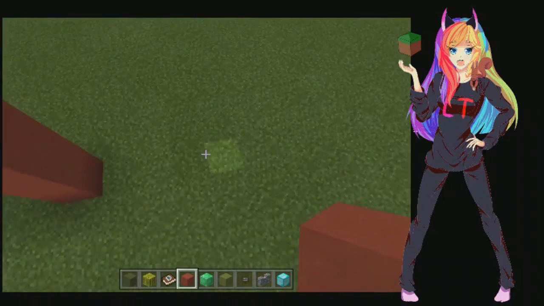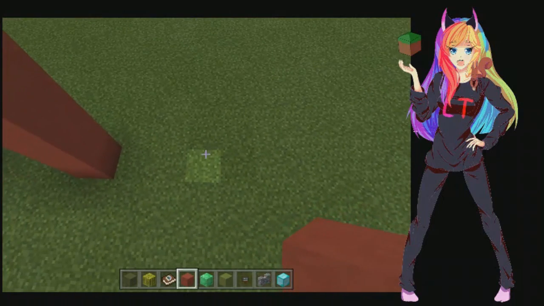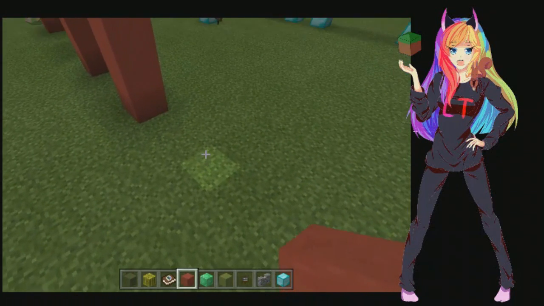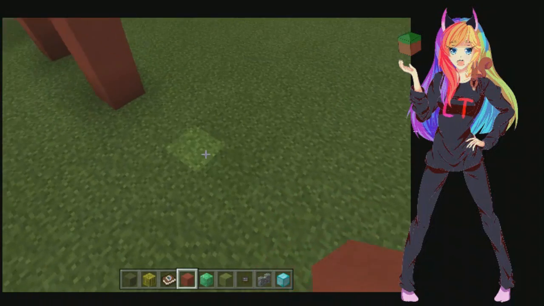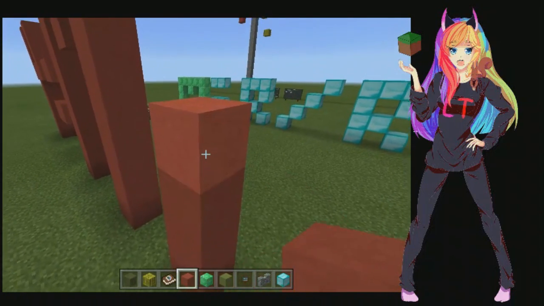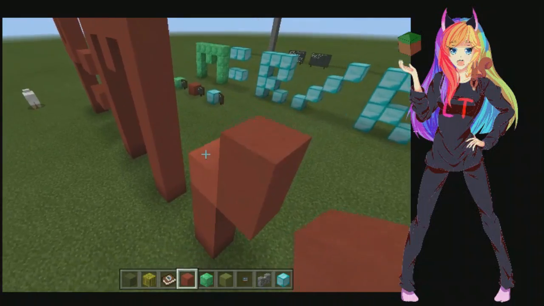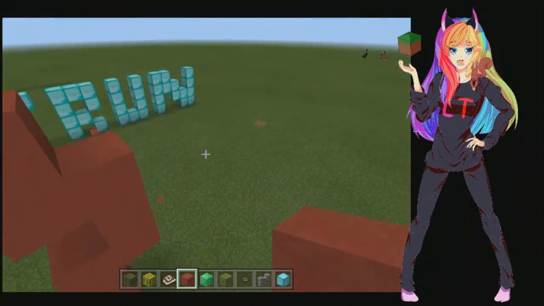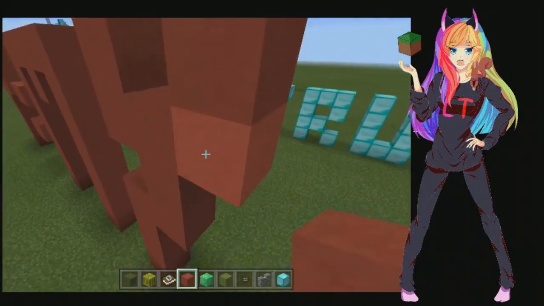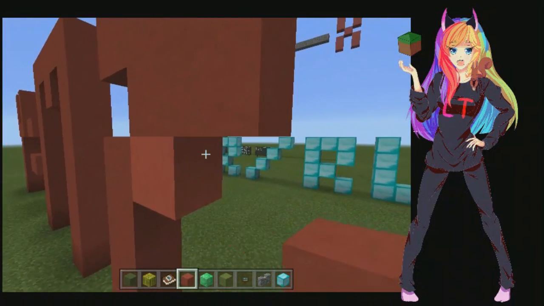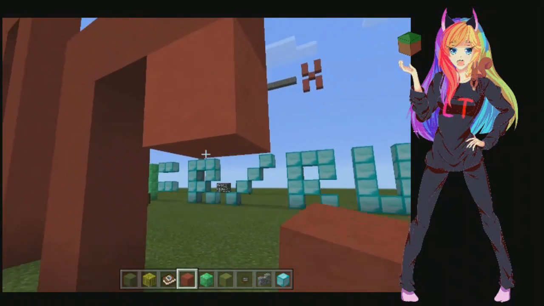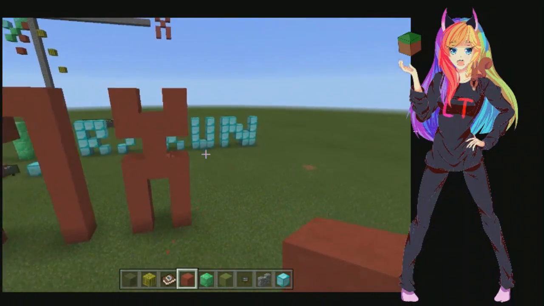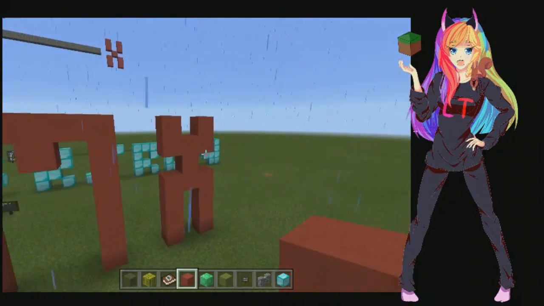And I'm going to put a times sign. I do need a times sign. Okay, this is an X. There we go. Trust me, this is a beautiful X. There we go. So Y equals M times X.